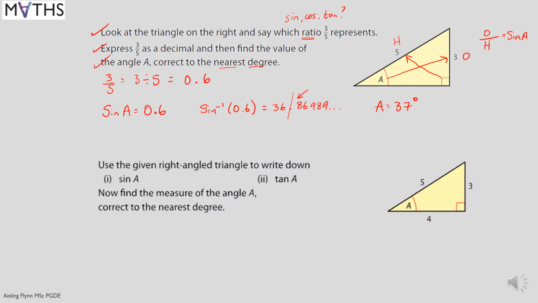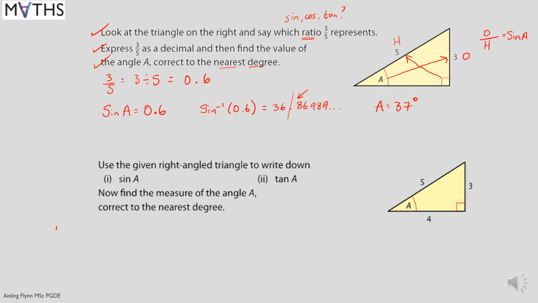So another example here. Use the given right angle triangle to write down number 1, sine A, and number 2, tan A. Now find the measure of angle A correct to the nearest degree. We'll look at the numbers, the answer is going to be the same, isn't it? But let's go through it. I just want to look in particular at tan A also.